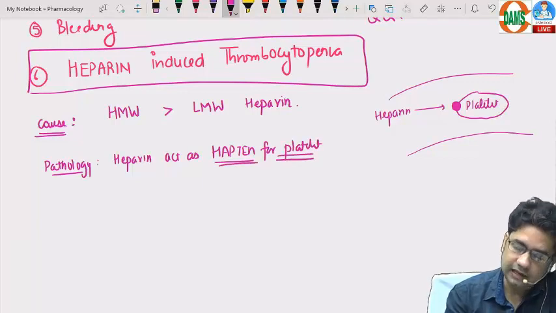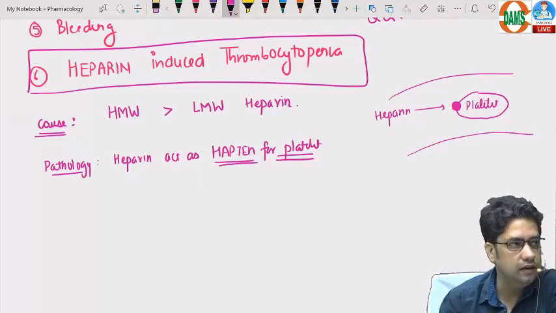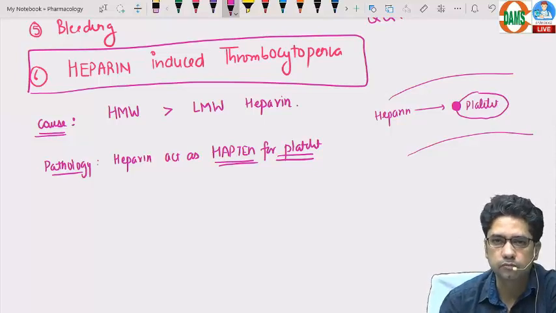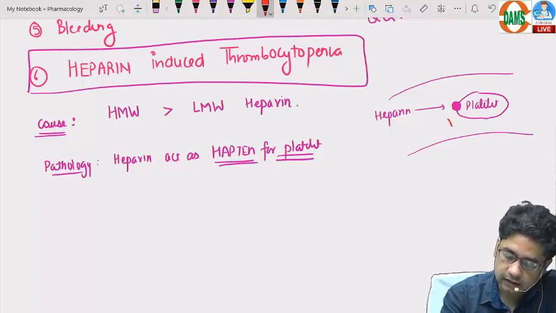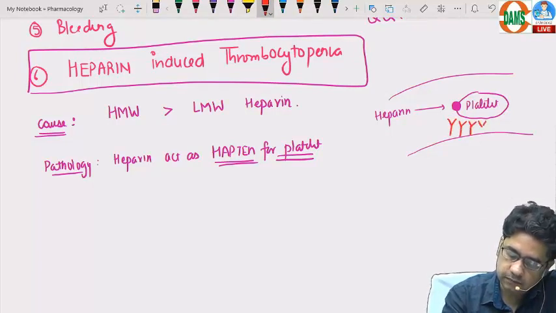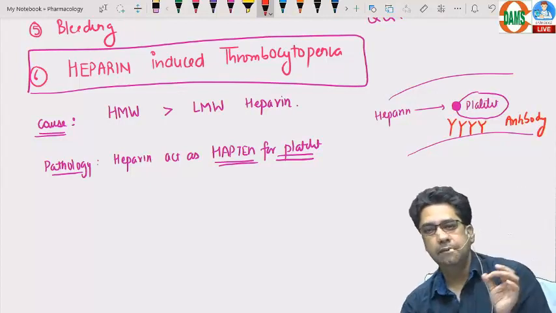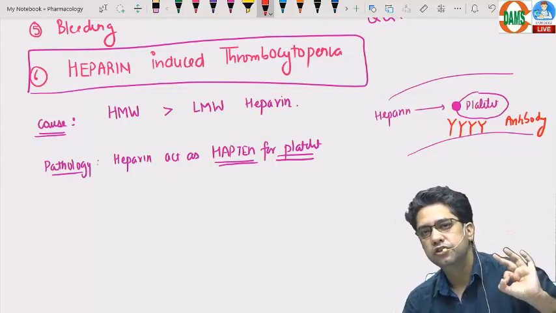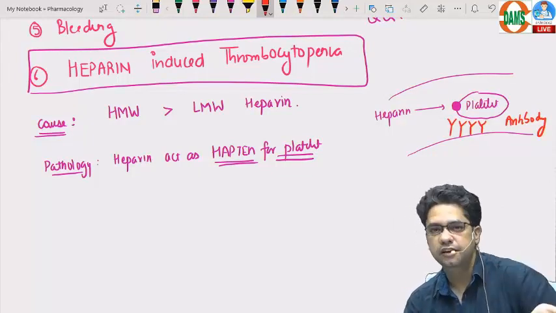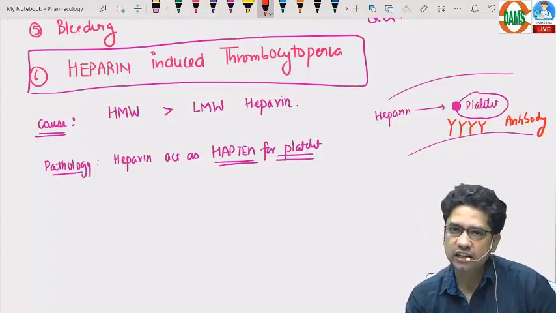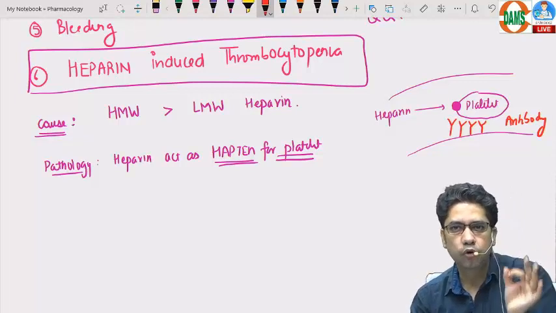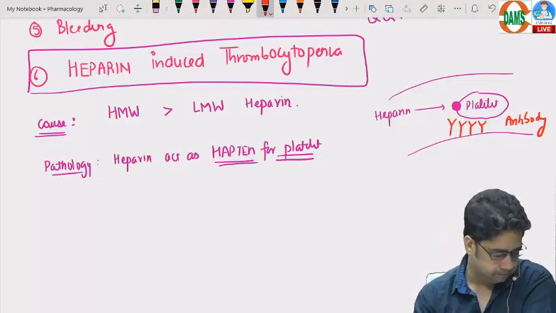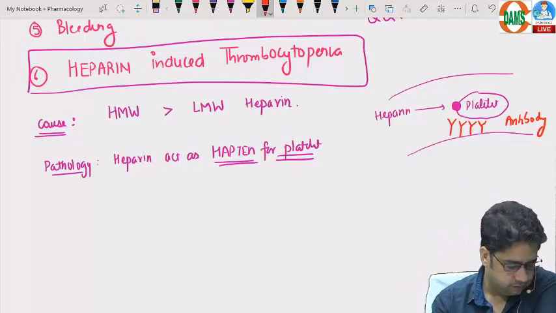Sir, normally antibodies are not produced against platelets. Normally against platelets, antibodies are not produced because they are our own self cells. Now when heparin binds to the platelet, antibodies will be produced against platelet. So what is a hapten? A hapten is any molecule which makes a cell antigenic, and now antibodies will be produced against the platelet.